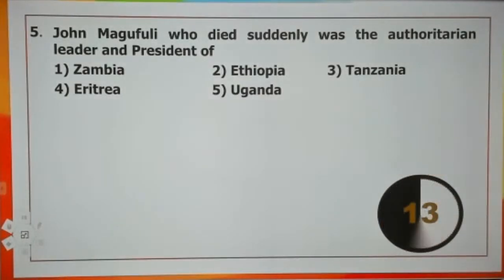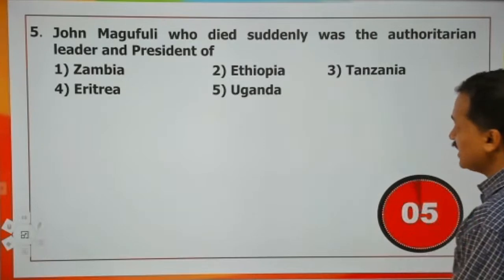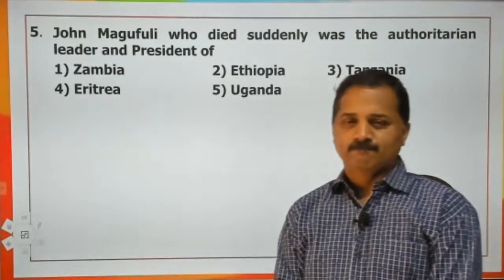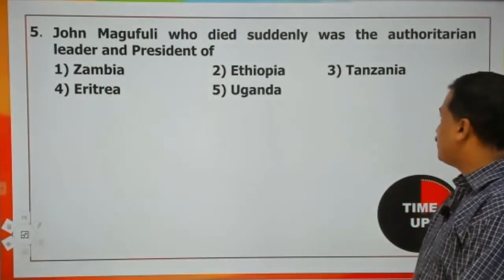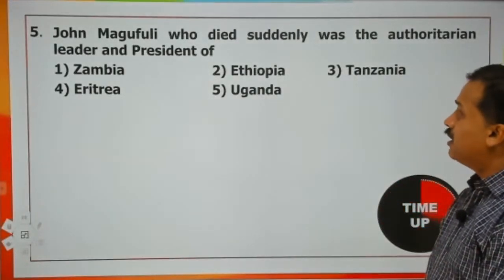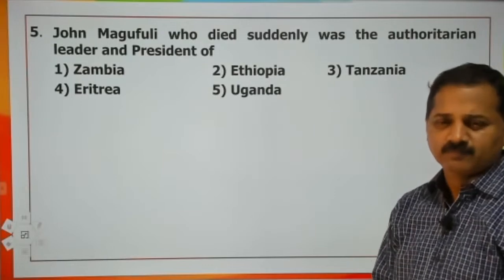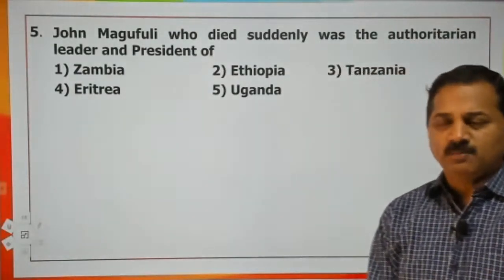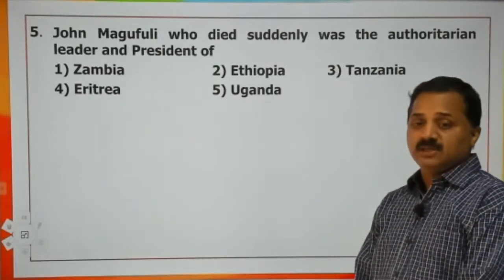The fifth question: John Magufuli, who died suddenly, was the authoritarian leader and president of Zambia, Ethiopia, Tanzania, Eritrea or Uganda? Time is up. John Magufuli. Who is John Magufuli? He died recently.